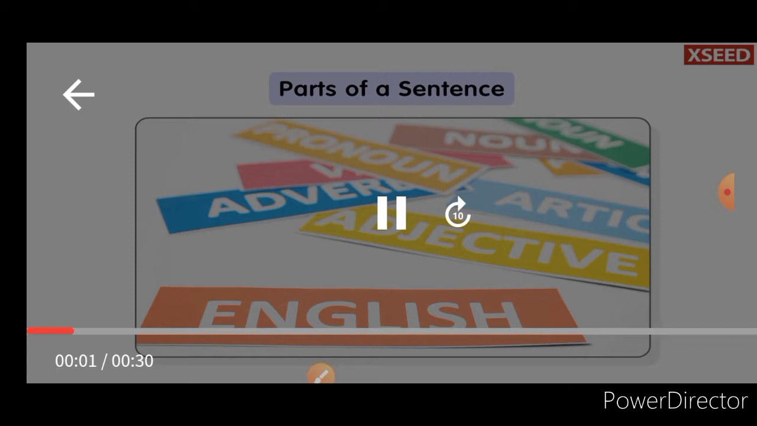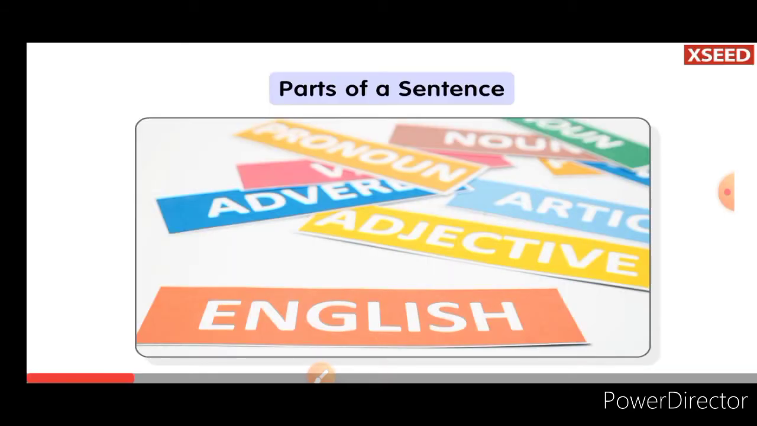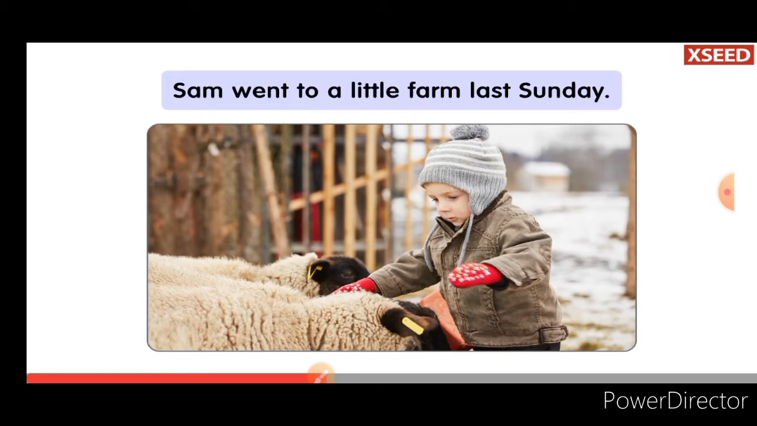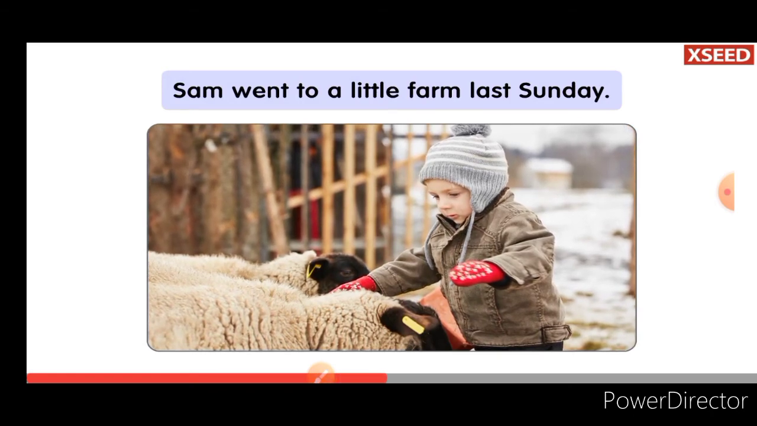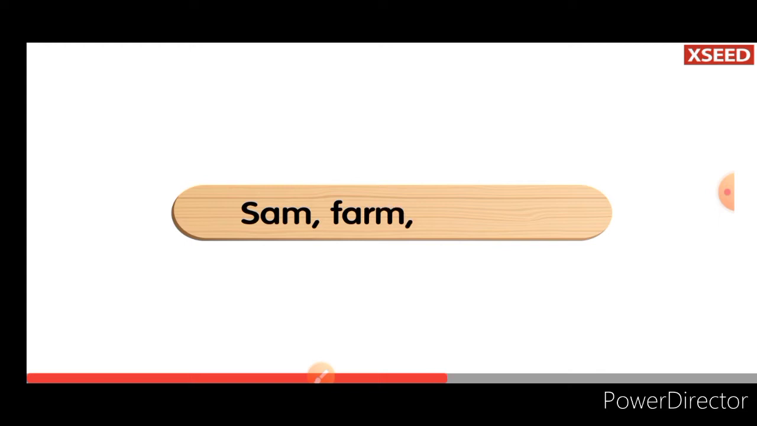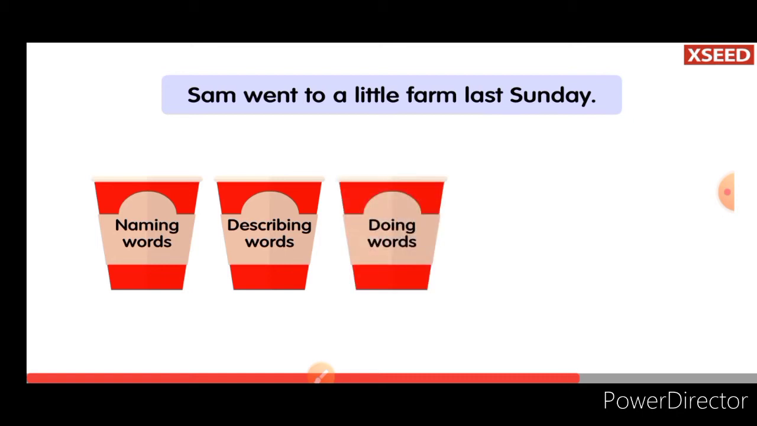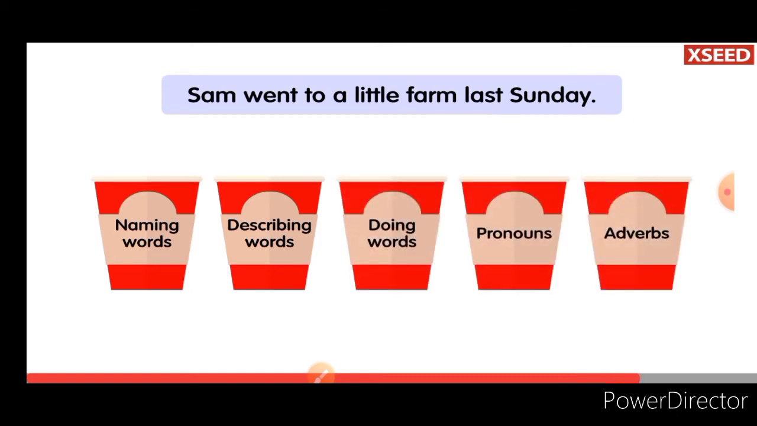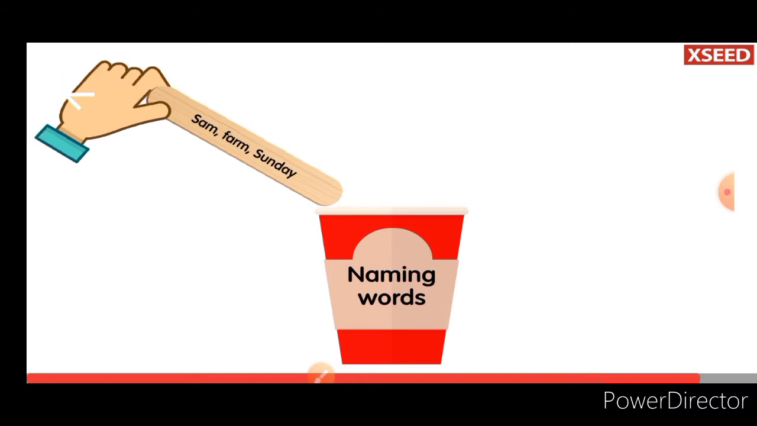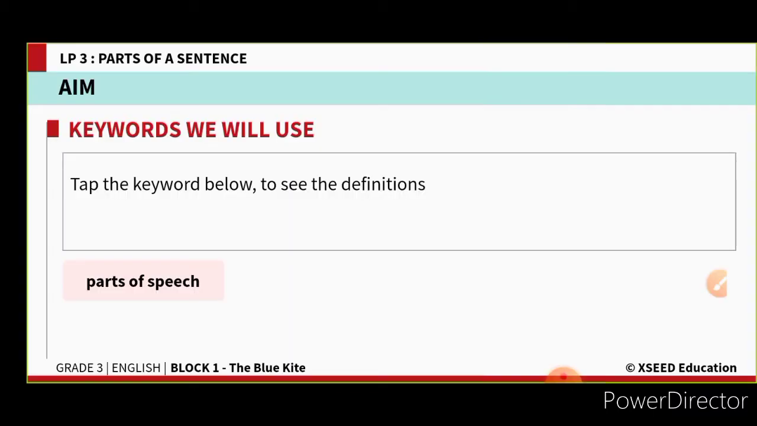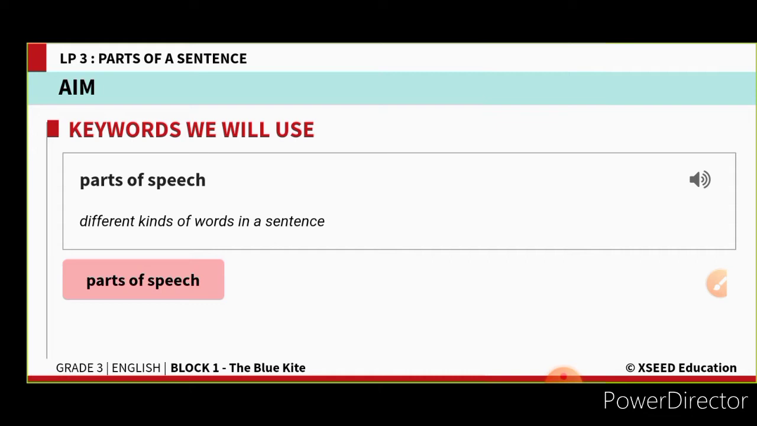Let's identify the naming words, doing words, pronouns, describing words, and adverbs in the sentence. Sam went to a little farm last Sunday. Sam, farm, and Sunday are naming words. Put them in the correct naming words cup. Let me show you the meaning of these parts of speech. Different kinds of words in a sentence are called parts of speech.